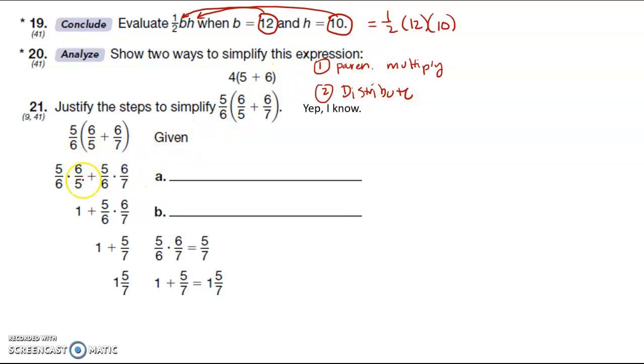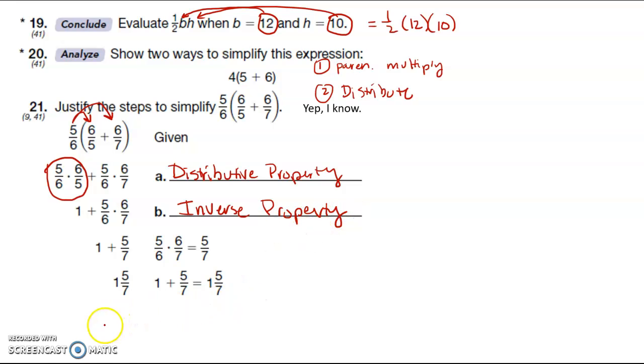Okay. 21, justify the steps. So what I've done here is I've used the distributive property, because I distributed the 5/6 to each one of these. And then here, this is the inverse property where we're multiplying by the reciprocal.